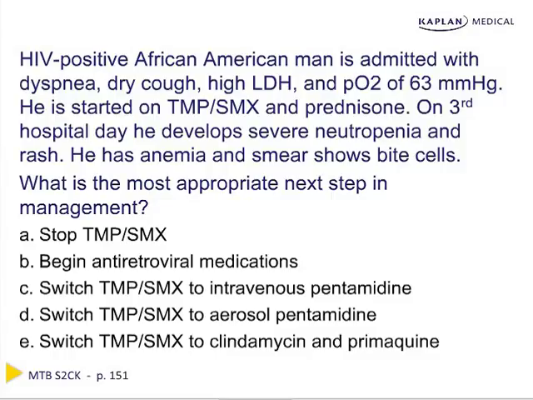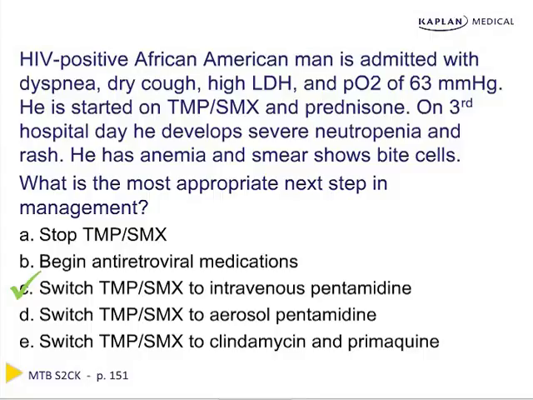Stop the trimethoprim sulfamethoxazole, begin antiretroviral medications, switch current treatment to intravenous pentamidine, switch current treatment to aerosol pentamidine, or switch the current treatment to clindamycin and primaquine. The correct answer is C, to switch the trimethoprim sulfamethoxazole to intravenous pentamidine. A rash is the most common adverse effect of trimethoprim sulfamethoxazole, and bone marrow suppression is the second most common adverse effect. This patient has both.